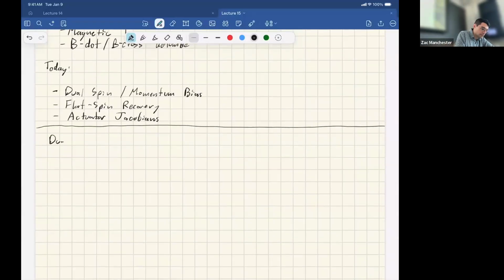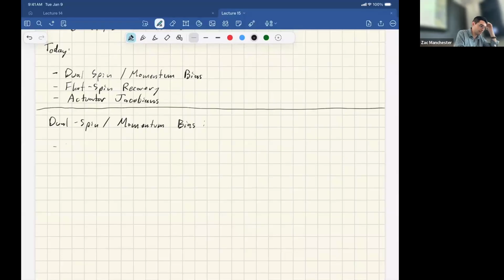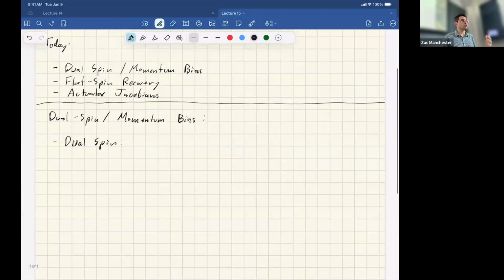So here's this dual spin slash momentum bias idea. Dual spin spacecraft were invented in the early 60s, and they were the next evolution from spinning satellites. The idea was that spinning is cool because it's passively stable, but it's annoying because the whole satellite's spinning. So you can't, for example, separately point solar arrays at the sun and antennas or cameras at targets on the ground.